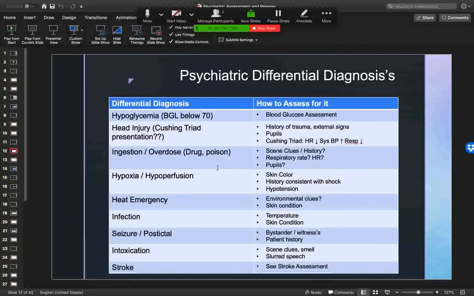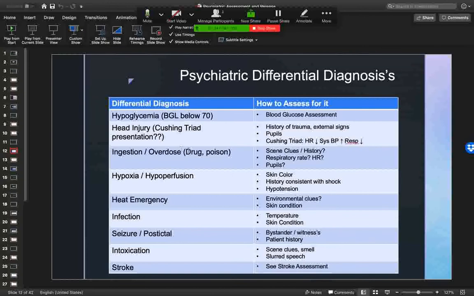All right, so head injury. So a Cushing's triad presentation. We need to know this, okay? History of trauma, external signs, okay? Was there a mechanism of injury here? Pupils, what do they look like? Are they parallel? Are they not? Cushing's triad, okay? Remember, our heart rate decreases, systolic blood pressure increases, respiratory decreases, okay? So think about this. Are they presenting with those signs? Is this part getting worse as we go along? Because if it's getting worse, then the head injury is presently getting worse. So keep in mind the Cushing's triad is a very good thing to look at.